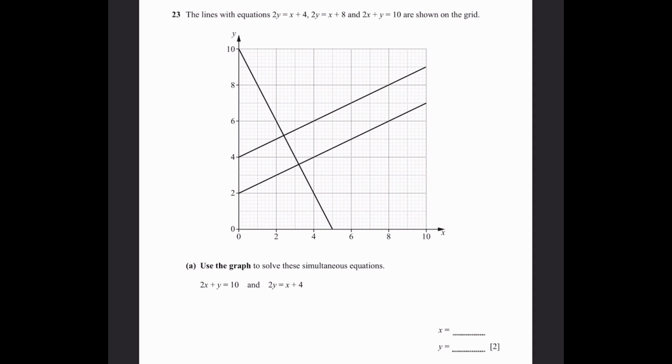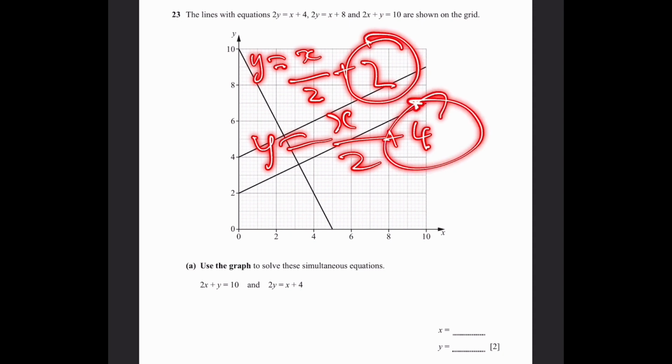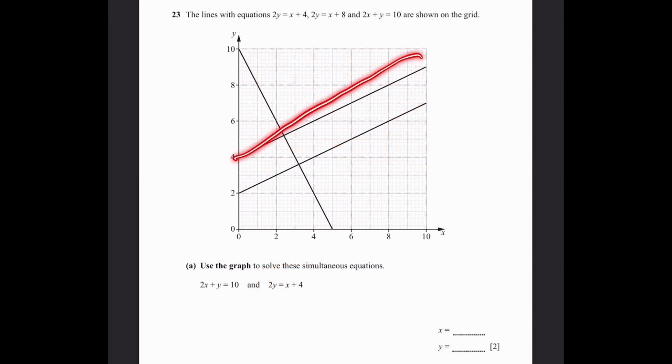One thing we can notice, these two lines are parallel. When we divide both of these by 2, we get y equals x by 2 plus 2 and y equals x by 2 plus 4. The y-intercept is 2 and 4. Over here, we only want this, which is y-intercept 4. That means this line. The third line is this one because it's not parallel to the others. We can label this by using 1, 2, 3. Now we can put 3 here. There's 1 here and 2 here.